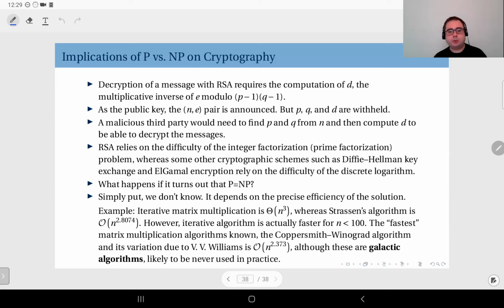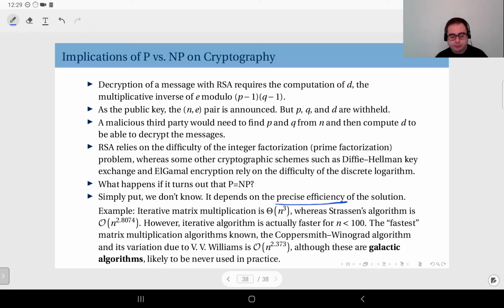Simply put, we don't really know what will happen, because it really depends on the precise efficiency of the solution. Because you see, when somebody declares, okay, I have found a polynomial time algorithm for this problem, it's just a class. It's a polynomial class of algorithms. It doesn't really tell you how much time exactly it will be required to actually obtain the result.